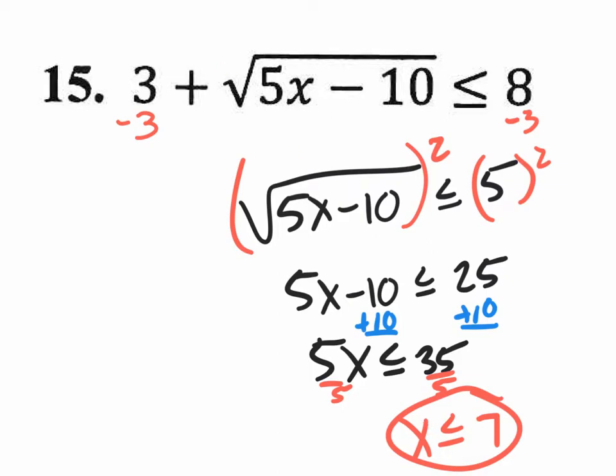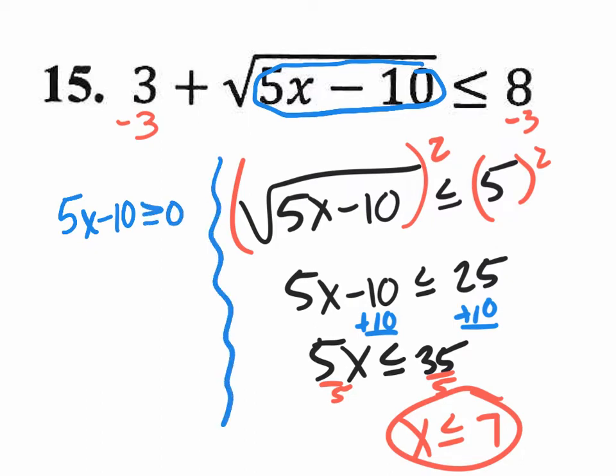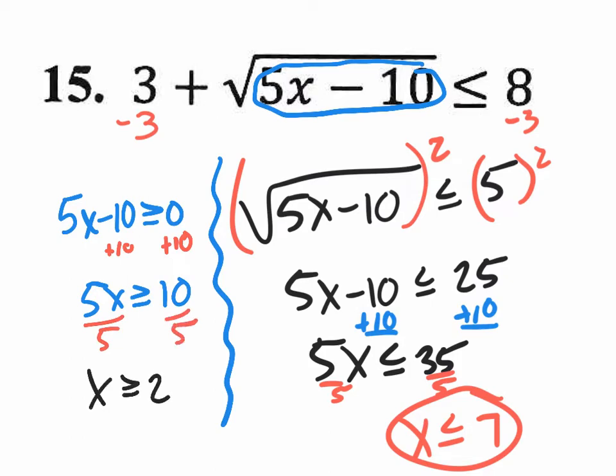But the other answer comes from looking at the inside of the radical and stating that that 5x minus 10 has to be greater than or equal to 0. So this is like a second problem that you're doing. It doesn't matter if you do it first or if you do it at the end. You have to get both answers. So when you add 10 to both sides, you'll end up with 5x is greater than or equal to 10. Divide by 5 on both sides, you're going to end up with x is greater than or equal to 2.